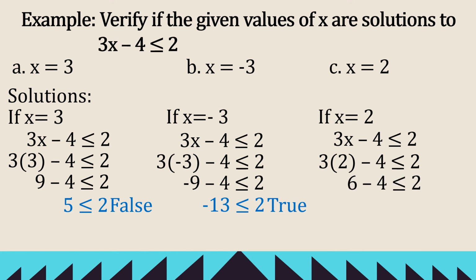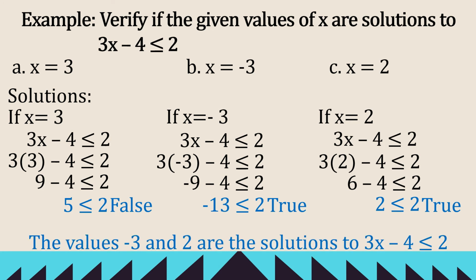3 times 2, 6, minus 4 less than or equal to 2. 6 minus 4 equals 2. Therefore, 2 less than or equal to 2. True. Yes, 2 is equal to 2. The values of negative 3 and 2 are the solutions to 3x minus 4 less than or equal to 2.